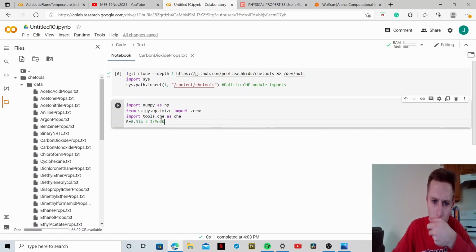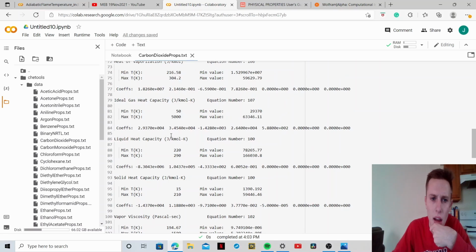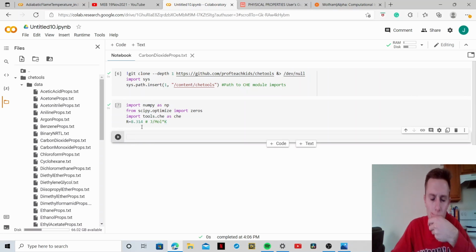Like I said before, we can go back here and see the gas heat capacity. We saw that this is actually in kilomoles, not moles, which we're using here in our gas constant. So we're going to have to divide by 1,000 in order to get our values where they need to be. Okay, so we're going to run this. All right, that works. Let's go ahead and get a new box down here.